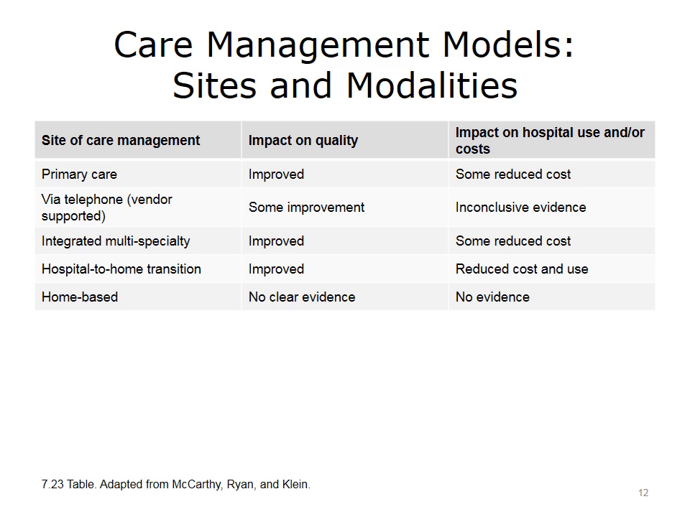And this is a summary of evidence based on care of patients with complex healthcare needs, reported by McCarthy, Ryan, and Klein. In terms of site of care, when care management and population health is included in primary care, we often find that we have improved quality of care. And in terms of the impact of those programs on hospital use and cost, we find some reduced utilization of hospital services.